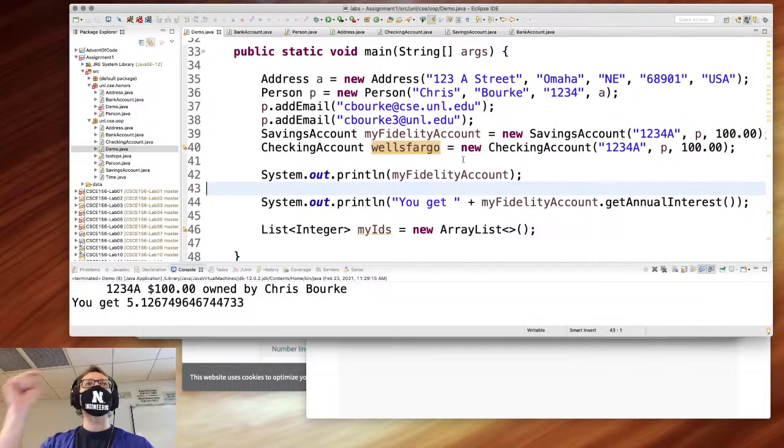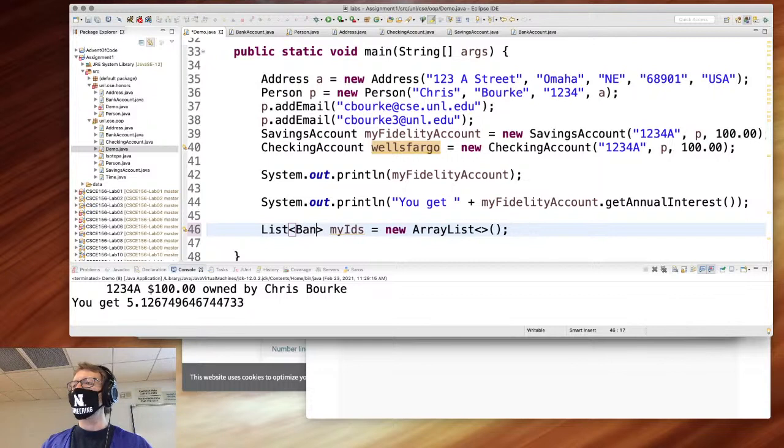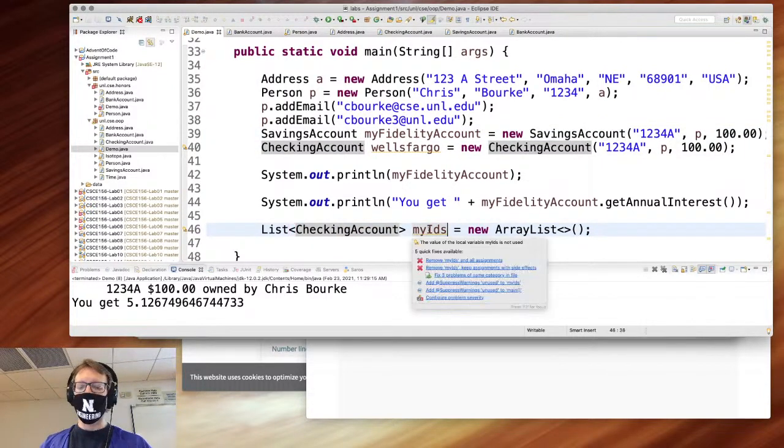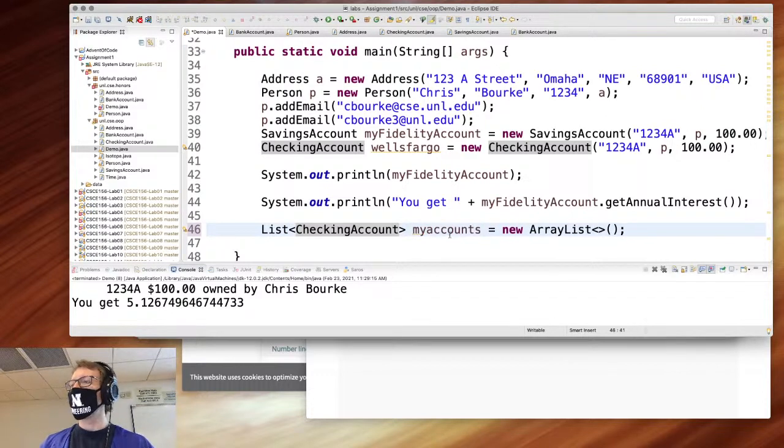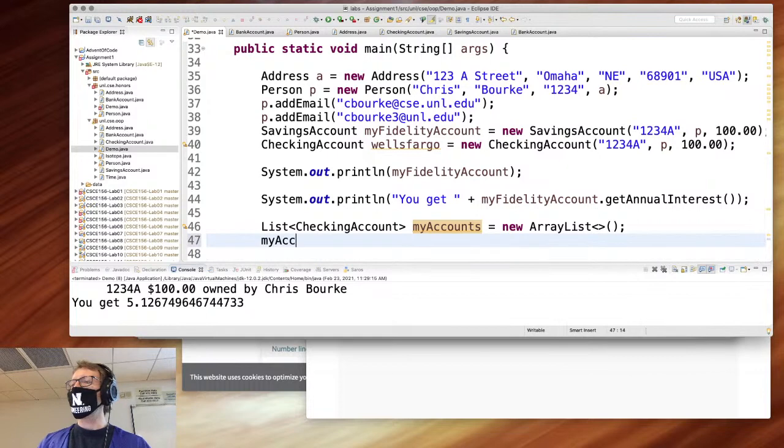What I want to do is put them into a list. I want all my accounts, my portfolio. I want a list of bank accounts. Why can't I just do savings account or checking account? Well, let's try that. Let's try my checking accounts, my accounts, and that's a new ArrayList. What I'll do is I'll try myAccounts.add. Well, there's no problem in adding my Wells Fargo account over here because it is a checking account.